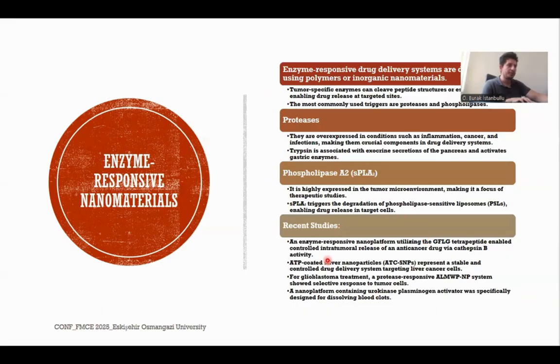A nanoplatform using the GFLG tetrapeptide enabled cathepsin B-mediated intratumoral drug release. ATP-coated silver nanoparticles were developed to deliver drugs specifically to liver cancer cells. For glioblastoma treatment, a protease-sensitive LMVP nanoparticle system showed selective tumor response. Another system incorporated urokinase plasminogen activator for targeted blood clot dissolution.